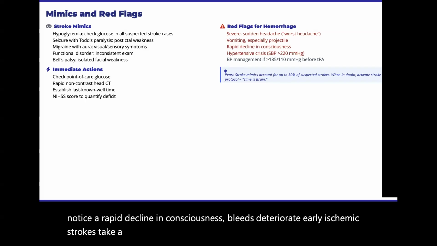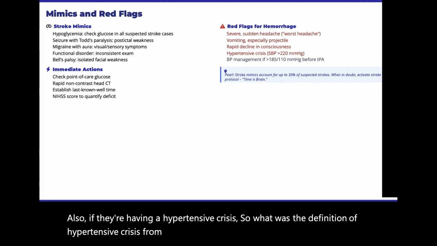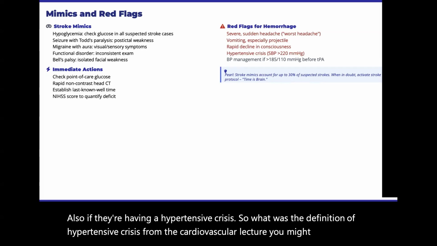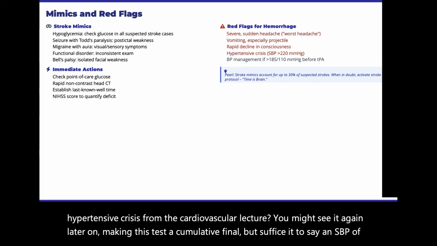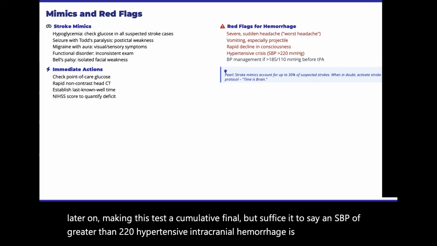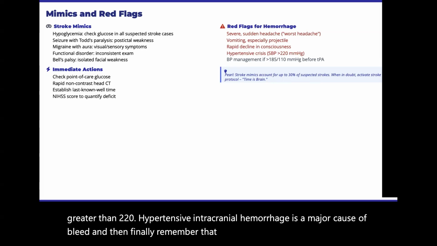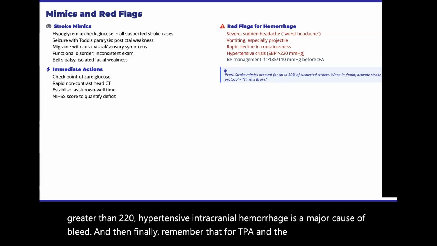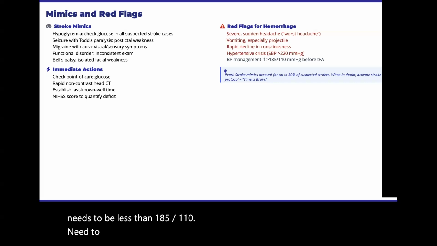Also, if they're having a hypertensive crisis. So what was the definition of hypertensive crisis from the cardiovascular lecture? You might see it again later on, making this test a cumulative final, but suffice it to say an SBP of greater than 220. Hypertensive intracranial hemorrhage is a major cause of bleed. And then finally, remember that for TPA and the like, the pressure needs to be less than 185 over 110. You need to control the pressure a little bit.